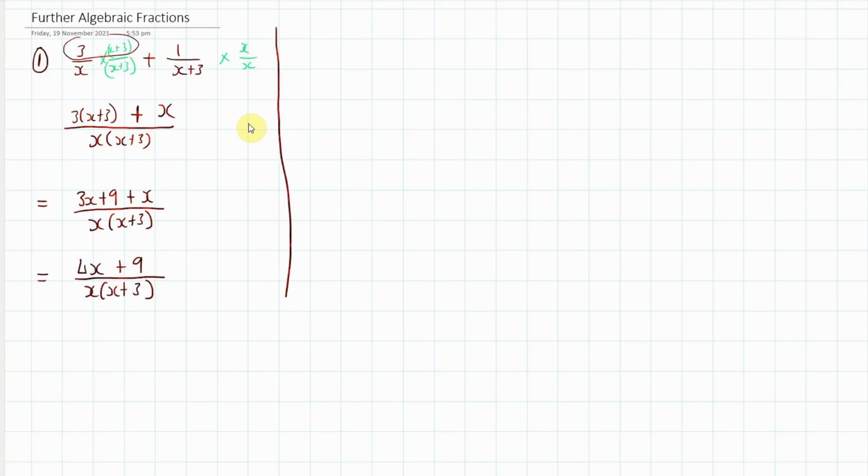Now number 2, my second example, sometimes they get a little bit more tricky. So you might get something like this, 4 over, let's say, x minus 2, subtract 3 over x plus 5. Now again we've got to cross multiply. So I'll give myself a little bit more space. We'll times this one by x plus 5 over x plus 5, and then we'll times this one by x minus 2 over x minus 2.